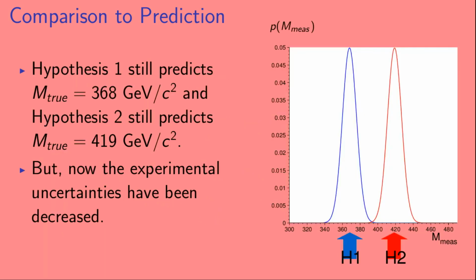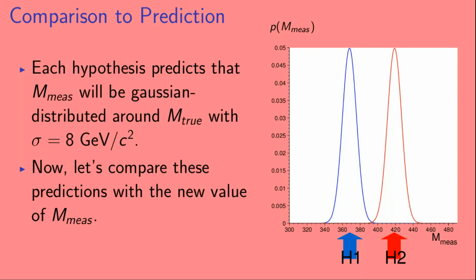Now, hypothesis 1 still predicts that m true equals 368 GeV/c², and hypothesis 2 still predicts that m true equals 419 GeV/c². But now the experimental uncertainties have been decreased. Each hypothesis predicts that m measured will be Gaussian distributed around m true with sigma equal to 8 GeV/c². Now let's compare these predictions with the new value of m measured.